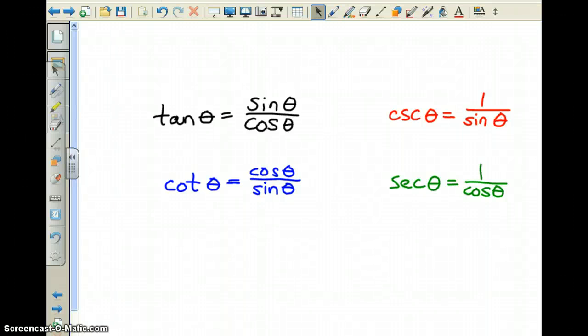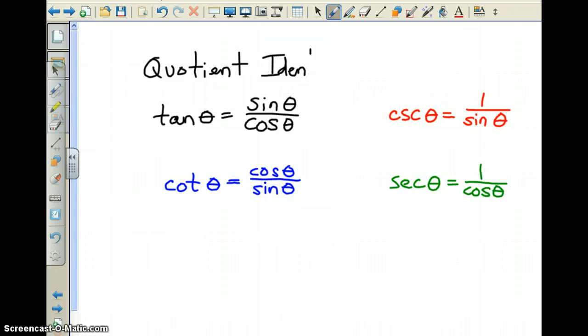These four trig relationships that you've discovered and have been working with over the last month or so actually have special names. The tan being sin divided by cos and cot being cos divided by sin are also known as the quotient identities. Quotient because you're dividing the trig relationships.